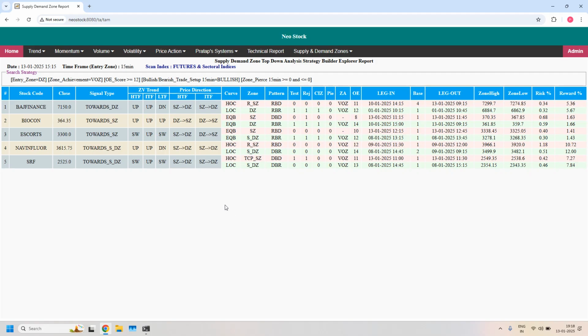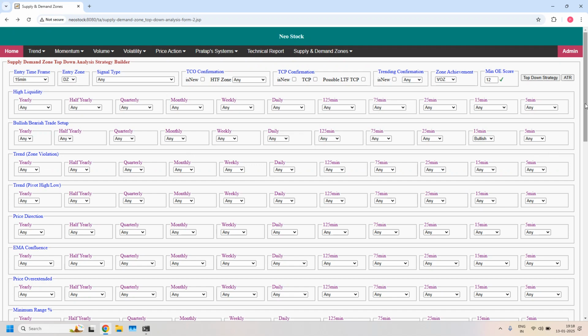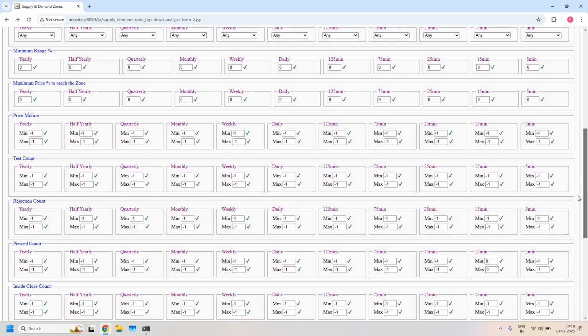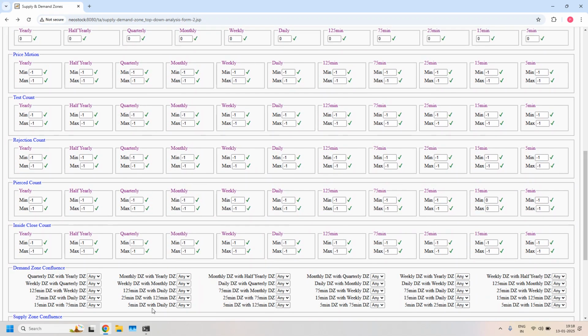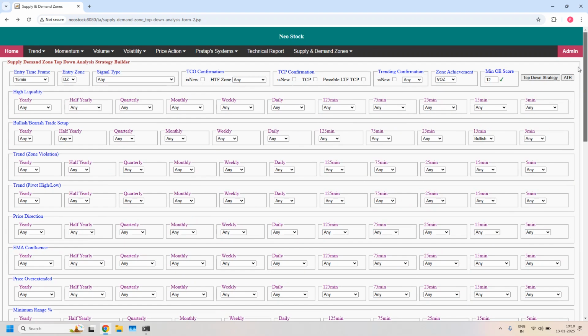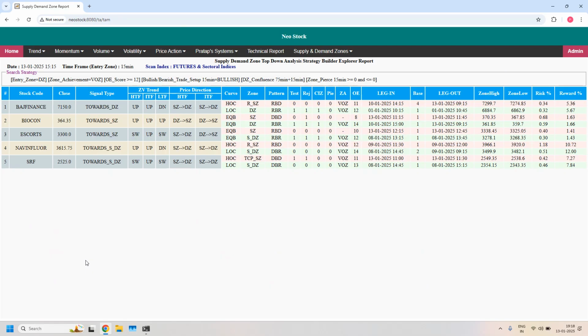So first one is the LTF and ITF demand zone confluence stocks. Let's filter. That is 15 minutes demand zone with 75 minutes demand zone confluence. I am enabling the filter. With this filter, now the list is still 5 stocks it is showing. That means in all these 5 stocks, these 15 minutes demand zones are part of the 75 minutes demand zone. And 75 minutes trend is up in all these stocks. ITF trend.